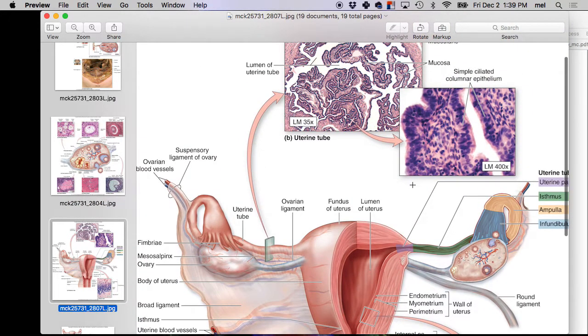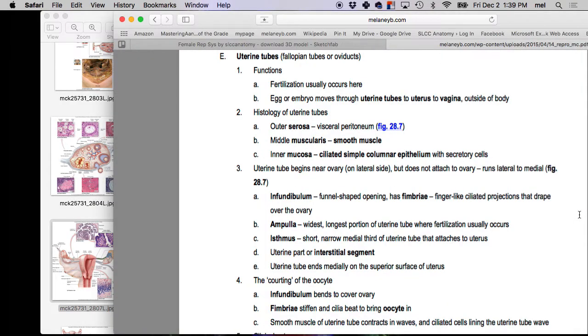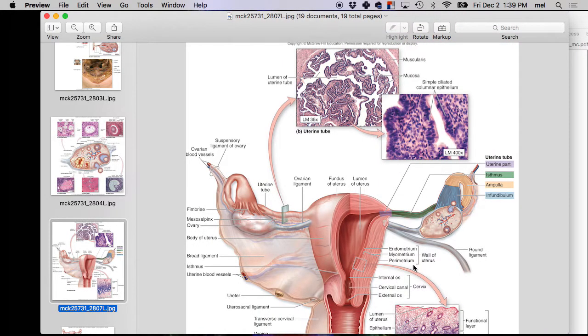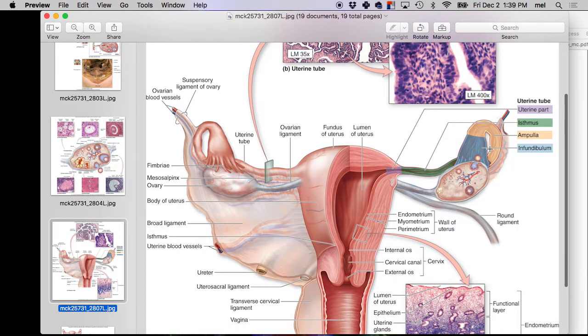Also called uterine tubes, or what else do I call them? Oviducts. Oviducts is actually the preferred term, but I can't get used to using it. So when you're looking at these guys right here, basically we have an infundibulum right here, and then the curve. That's the usual site of fertilization, and that's called the ampulla.